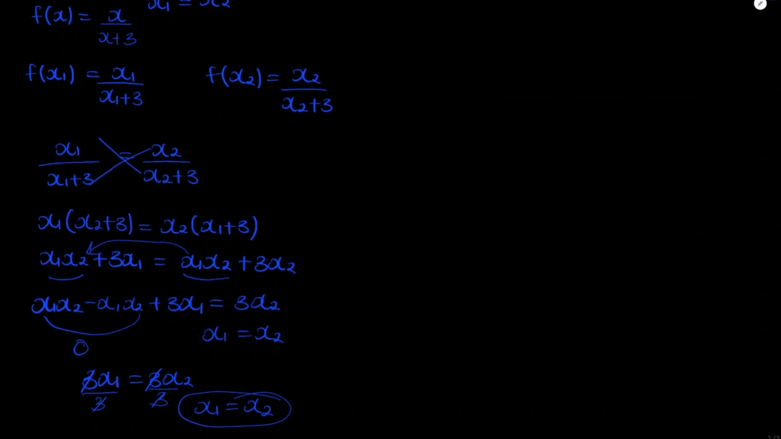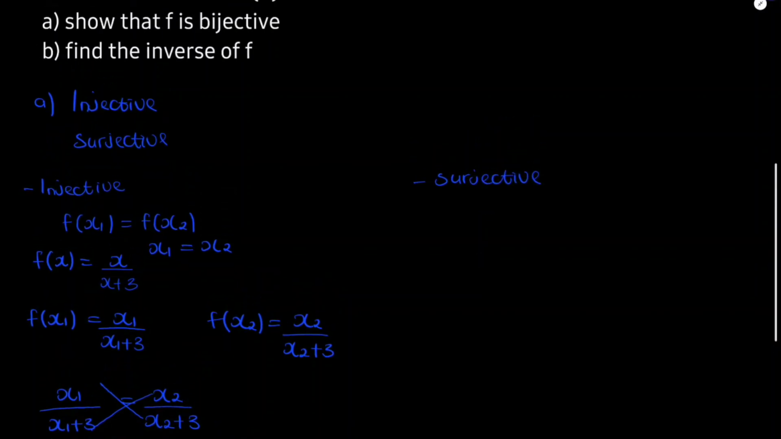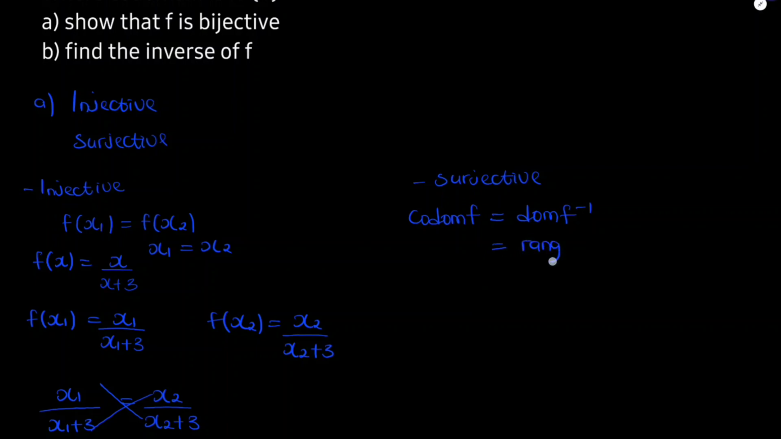But that is not all. We are not done with the first question. We are still to test for surjectivity. So we are now to determine whether f of x is surjective or not. For a function to be surjective, the codomain of f should be equal to the domain of f inverse. And the domain of f inverse is the same as the range of f of x.